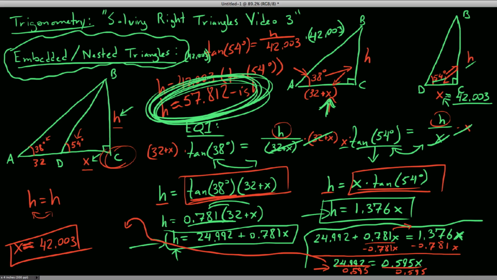So we were able to find x and h, but the important thing to remember here is, draw two separate triangles and relate h to x, or your two unknowns to each other, in two separate equations. Then solve a system by isolating one of those unknowns and setting it equal to itself.